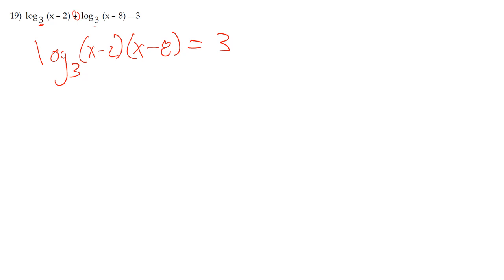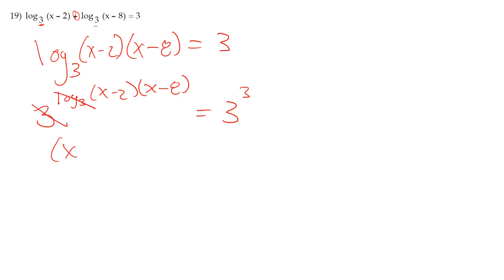Then I can get rid of the log by doing 3 to the log base 3 of x minus 2 times x minus 8 equals 3 to the third. Cancel. So now we have x minus 2 times x minus 8 equals 27.